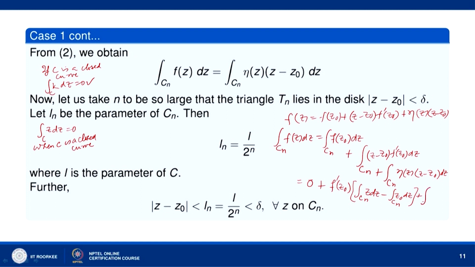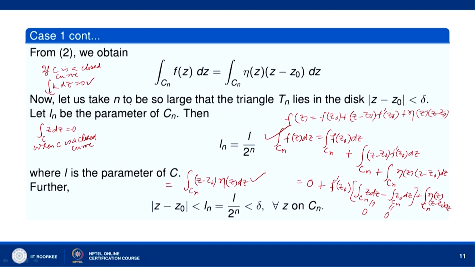So, we have the integral over Cn of eta(z)(z minus z0) dz. This is equal to what we have here: this is 0, this is 0. So the integral over Cn of (z minus z0) times eta(z) dz. So the integral over Cn of f(z) dz is equal to this.